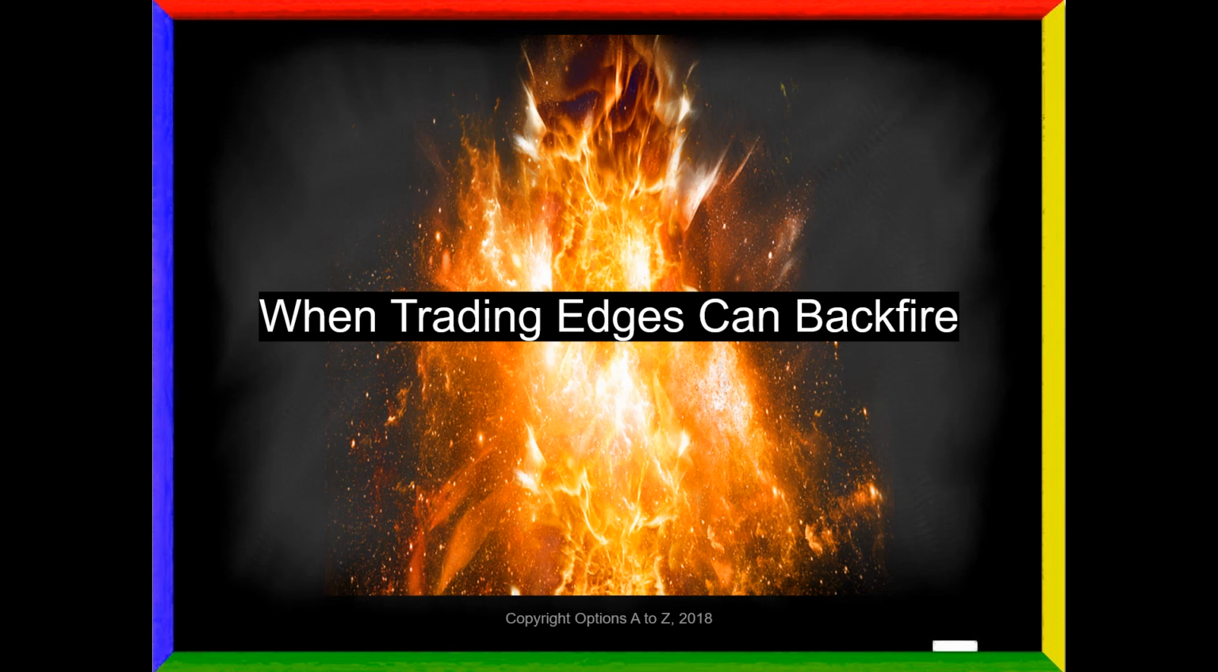I wanted to post this video as a follow-up to some of the previous videos I've done in the past week on trading edges and mostly talking about the concept of fair value. But there is a condition when a trading edge can actually backfire. And the reason is it's an apparent trading edge. It looks like you have an edge, but depending on your trading strategies, you might actually be working against yourself. So let's take a look at when trading edges can backfire.